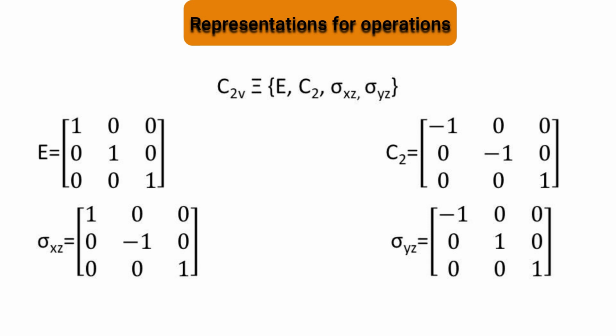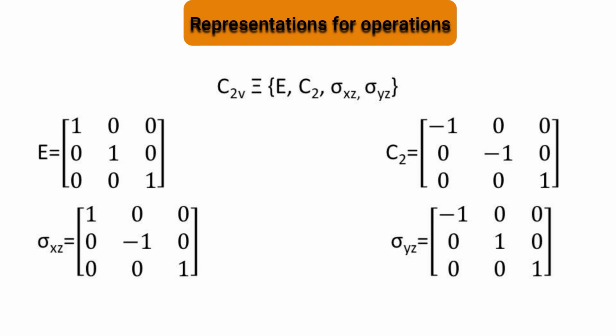For example, the C2V point group has 4 operations, namely identity, C2, sigma xz and sigma yz. For each operation, a separate matrix is possible, and all 4 matrices are represented here. What are those matrices? Matrices are the representations of operations.